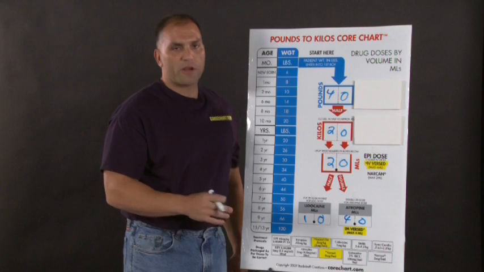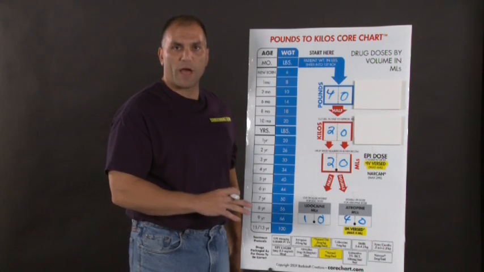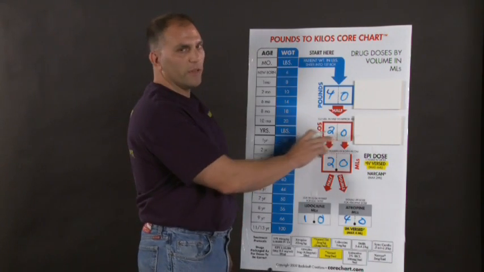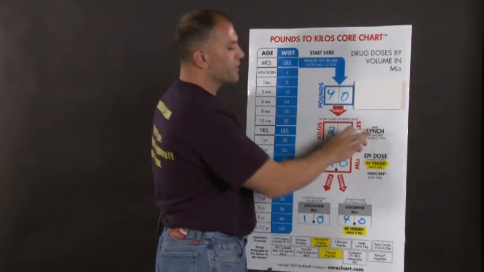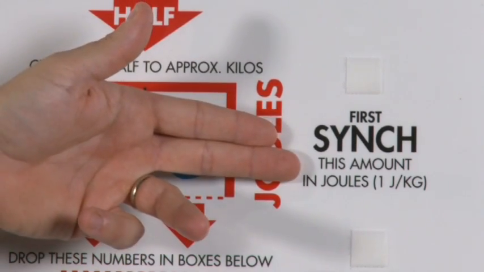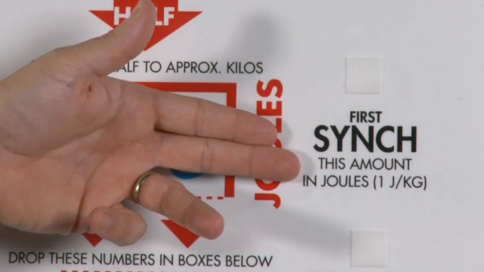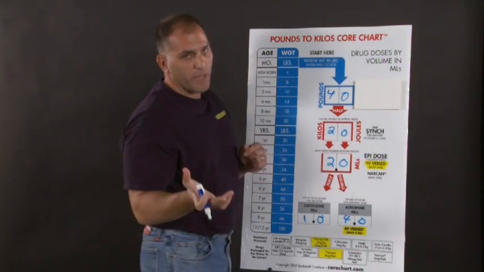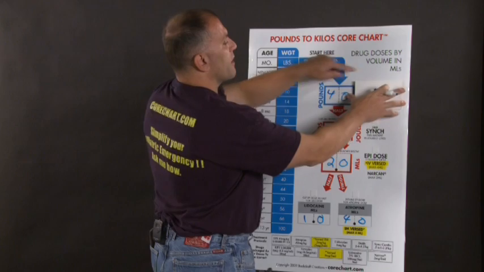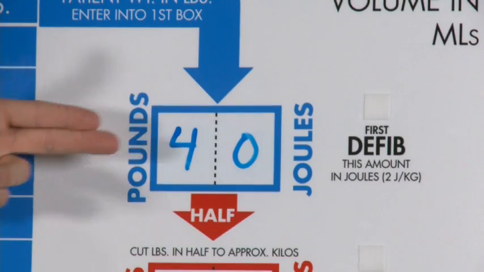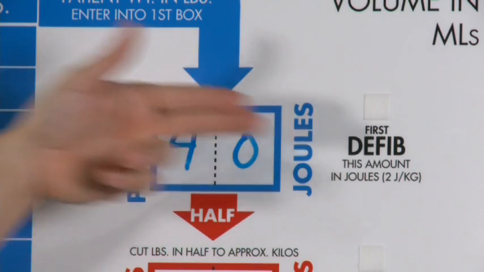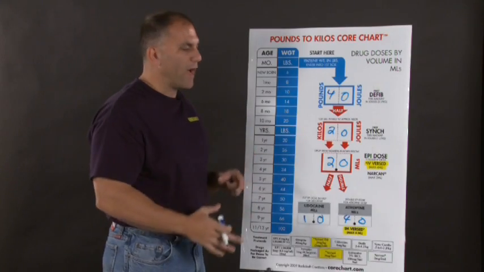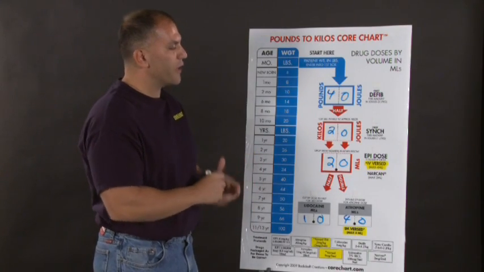Let's move up through the chart now and we'll use those other numbers and we'll see how it all fits in nicely. Your kilos number that you calculated earlier is your very first synchronized cardioversion setting at 1 joule per kilogram. Your 40, remember I said we're going to use that pounds number to our advantage, is actually your first defib at 2 joules per kilogram. So really there's no need to go back and do extra math. You have everything for you laid out, just organized in a certain fashion.